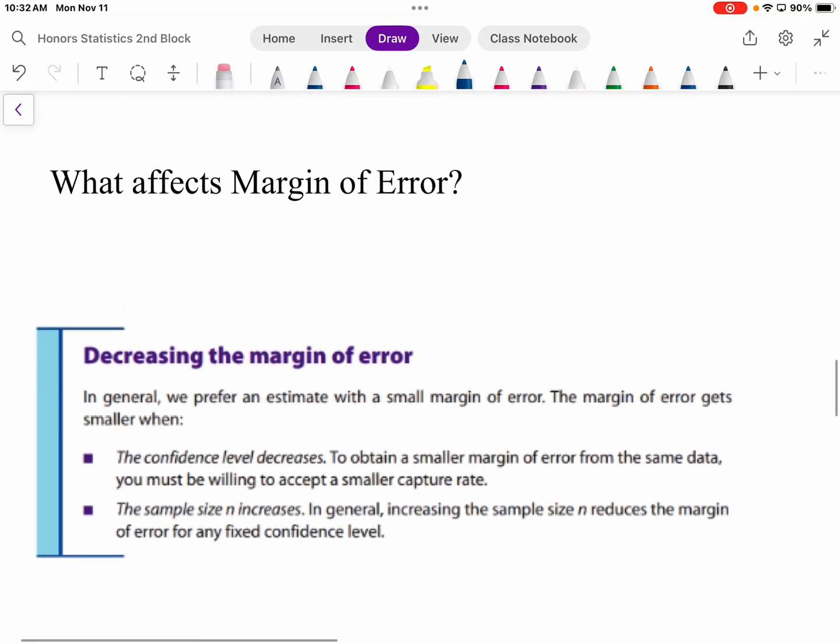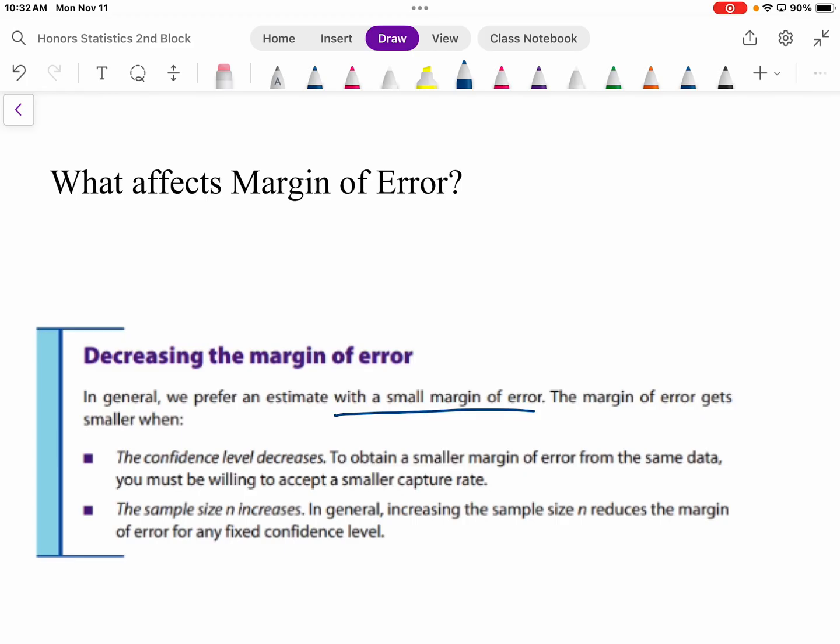Going to get into what affects the margin of error. There's two things that affect the margin of error. How do we make the margin of error wider? How do we make it smaller? We learned about it in the video about certain types of confidence intervals have a really wide margin of error, and some have a lot smaller. And so as we look at it, we prefer a small margin of error.